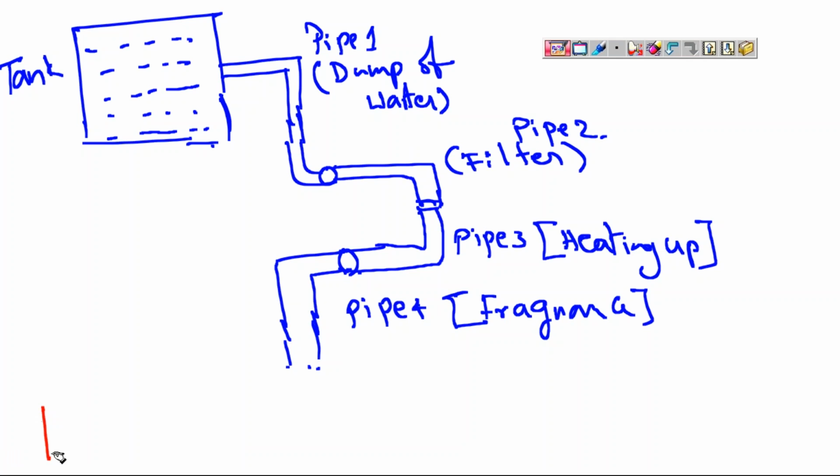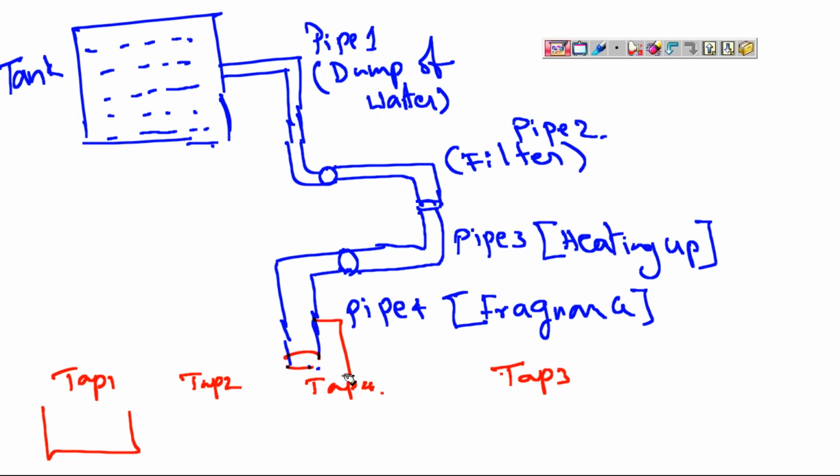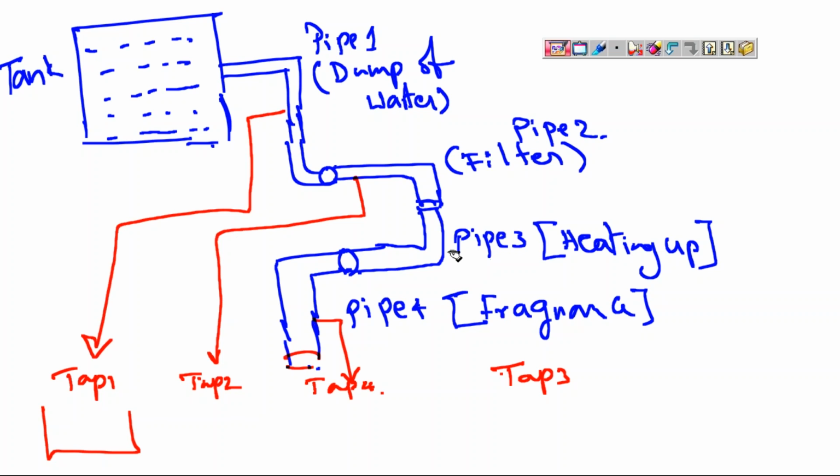Think that this is like your usage room. Here I have different taps, tap 1, tap 2, tap 3, tap 4, like this. Tap 4 is connected with pipe 4. Tap 2 is connected with pipe 2. Tap 1 is connected with pipe 1. Tap 3 is connected with pipe 3. Now try to understand: if I open tap 1, what kind of water will I get directly? The raw water I will get.